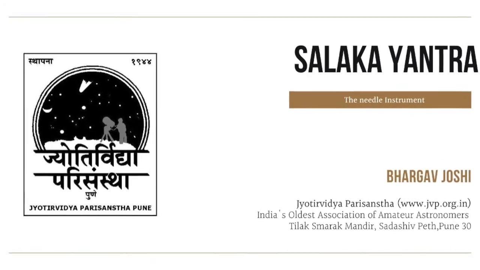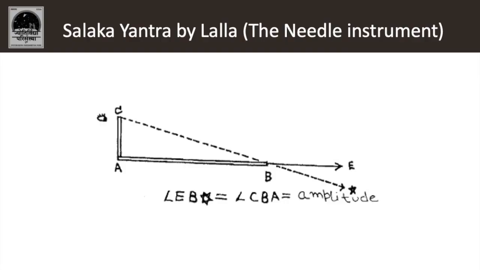The next one is Shalaka Yantra, a needle instrument. This is a really simple method proposed by Lalla. What you do is take a horizontal stick or rod of length AB. Generally, it is considered to be 12 angulas, which is considered a standard unit. You place AB horizontally, and then you take another vertical needle. By the way, the length of the needle is not yet defined. We have to define it.